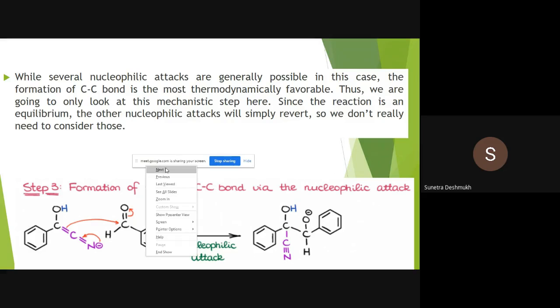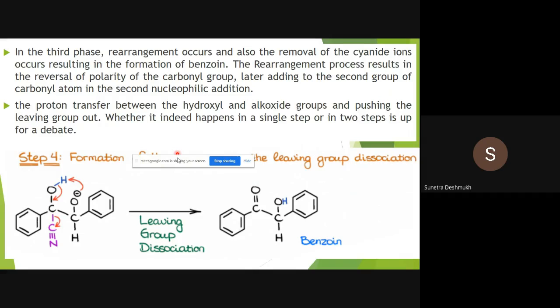Next, what is the fourth stage? In the fourth stage, whatever intermediate we got after nucleophilic attack of this carbanion undergoes dissociation, or the leaving group leaves. Hydrogen cyanide is leaving from here, so CN minus is leaving to generate the alpha hydroxy carbonyl compound. So in this phase, rearrangement occurs. Removal of cyanide ion occurs, resulting in the formation of benzoin.